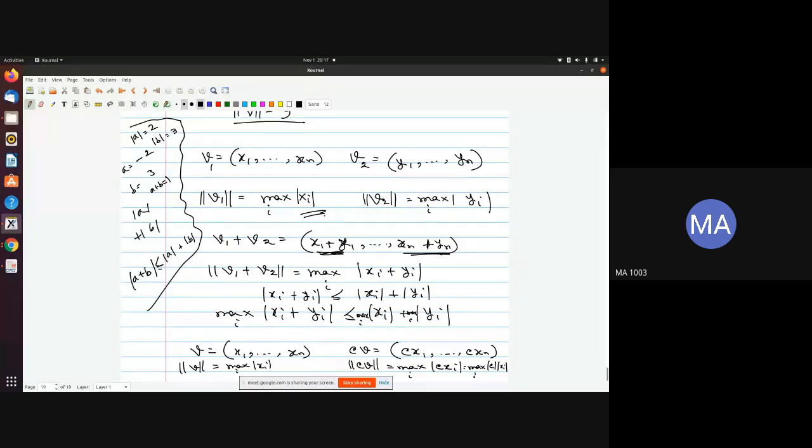Now when will it be 0? It will be 0 when the maximum is 0. So maximum is 0 means what? All the mods must be 0. And when all the mods are 0, all the xi's are 0. So V1 is basically the zero vector.